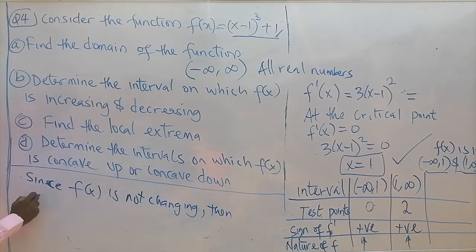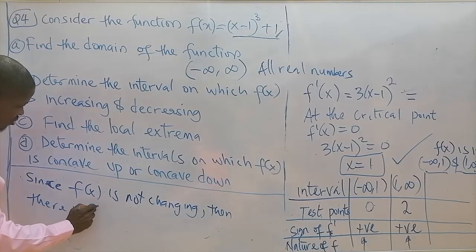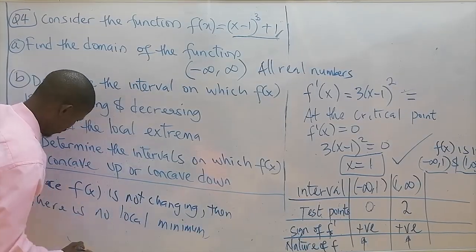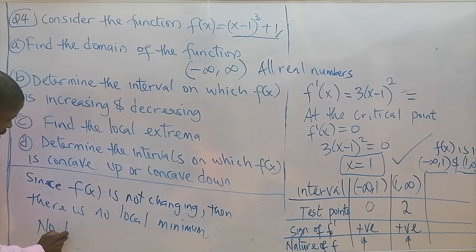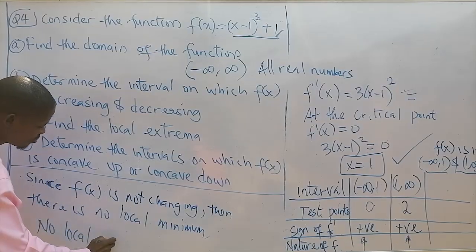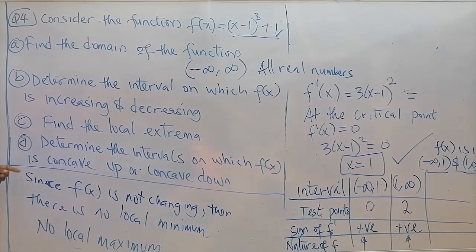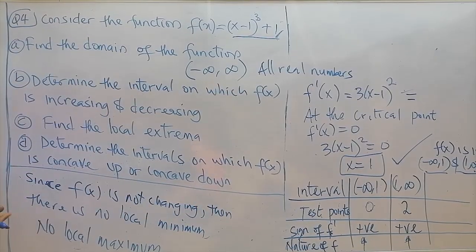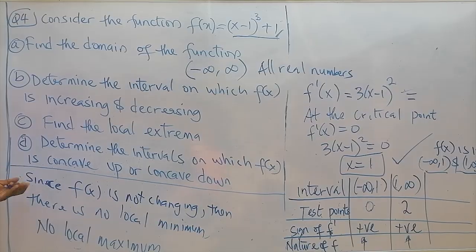Since it's not changing, there is no local minimum and also no local maximum. So that's that on the C part. Since the sign of f prime is not changing, we don't have a local minimum and we don't have a local maximum. So that's that.